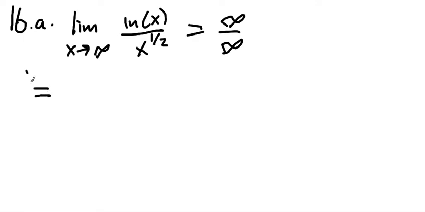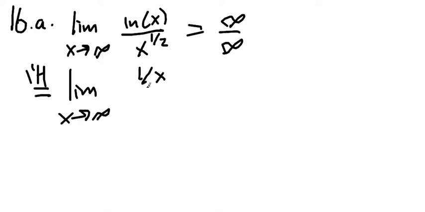What I get is the limit as x goes to infinity of the top, which is 1 over x, over the bottom, which is 1/2 x to the minus 1/2. Now this actually becomes 0 over 0. 1 over x goes to 0, and x to the minus 1/2 goes to 0. And you can start applying L'Hopital's rule over and over again, but you're just going to be stuck in a loop.